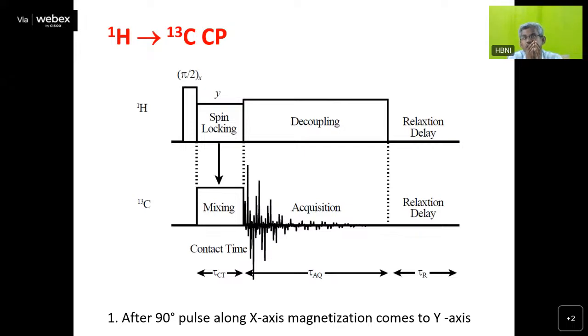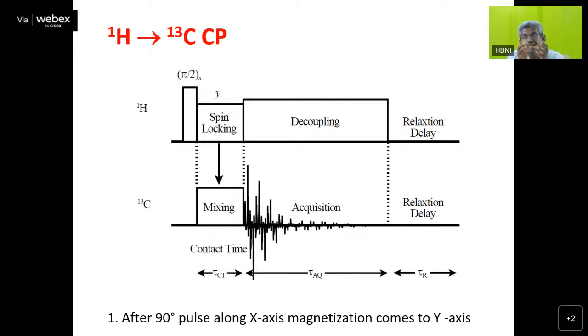So this method is called cross polarization. Cross polarization from proton nucleus to carbon. It's a very, very important concept. Most of the NMR, 70% of the NMR, works on cross polarization only. I'll be talking about whatever organic compounds, carbon-13 and hydrogen is there, cross polarization is there.